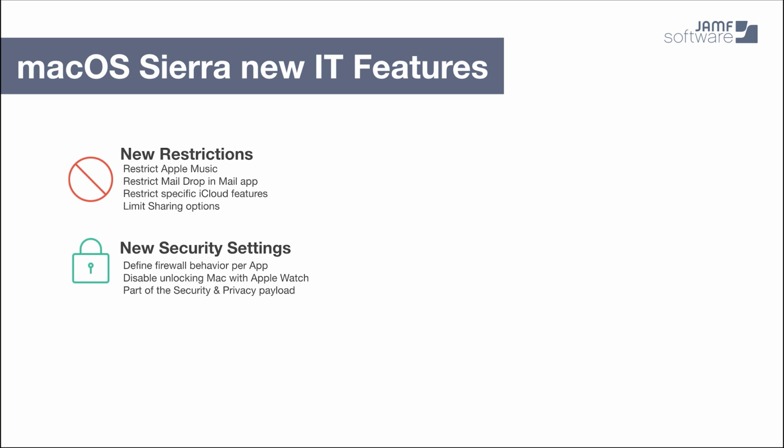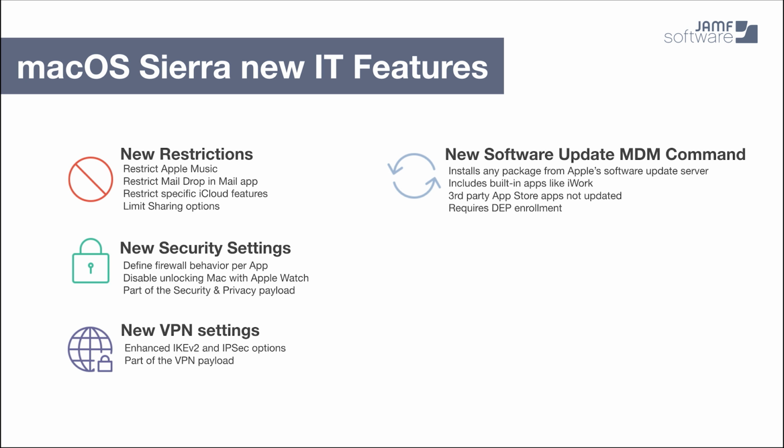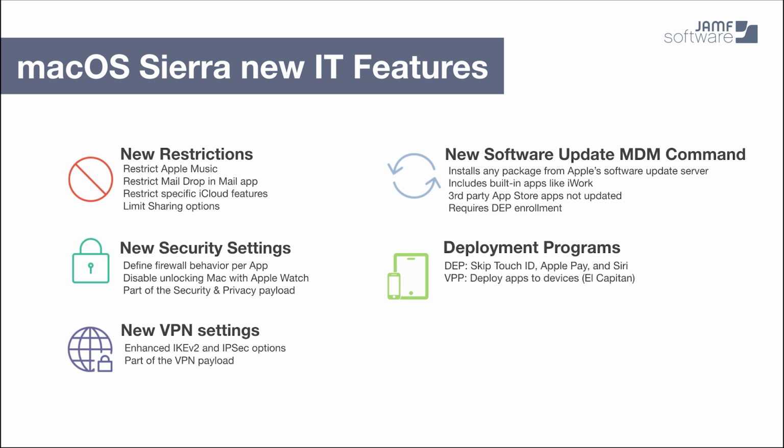If you got a little worried about unlocking your Mac with an Apple Watch, well, you can disable that feature if need be, and then you can sort of evaluate the security viability of that. I'll just say Jamf, we let our users do it, and it's a really handy feature, and it's all in the security and privacy payload. There's some new VPN settings if you're utilizing these new protocols. There's a new software update command, which I'll talk about in a second here, and the deployment programs are updated as well too. So you can skip some of those screens. You can do the deploying apps to the devices and Apple School Manager updates too.